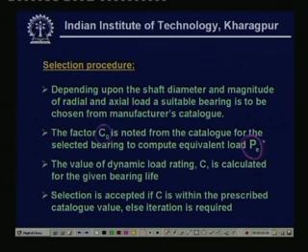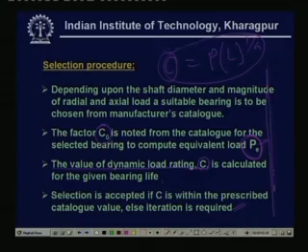Once you find the equivalent load, you can compute the dynamic load rating for the given bearing life, because C equals P into L to the power 1 by a. From this expression you can find the value of C. Check the value of C with the manufacturer's catalog. The selection is accepted if C is within the prescribed catalog value, else iteration is required. So, I think now you have understood the simple design procedure.